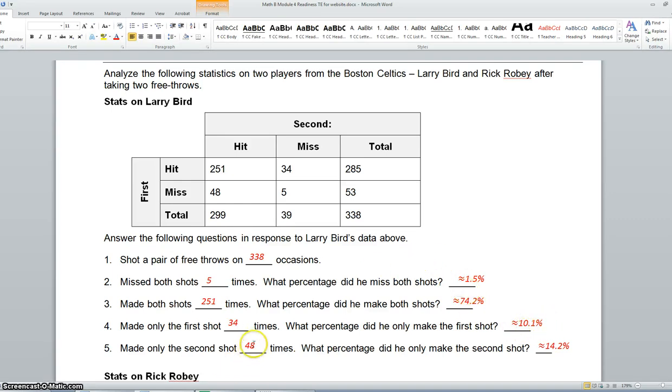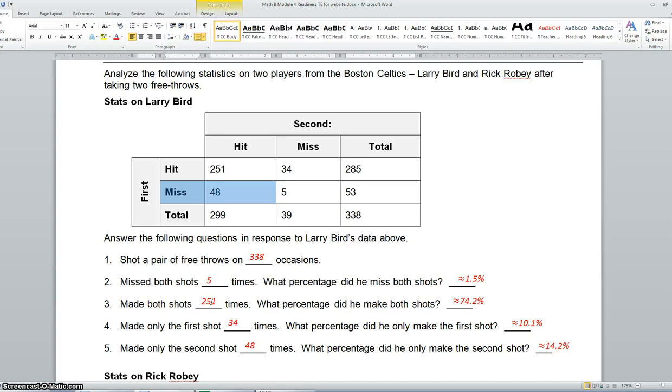Okay, you obviously see the answer here, but let's make sure we understand why. He made only the second shot, so that means he did what? He made only the second shot, means he missed the first shot but hit the second, and that's that number right there. That's what you see, 48. Take 48 divided by 338, move the decimal twice, 14.2%.